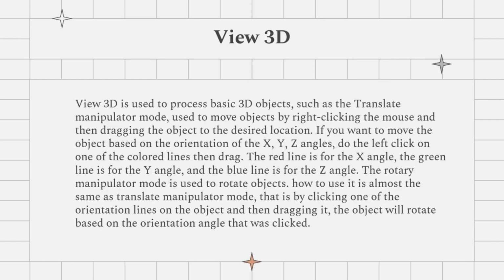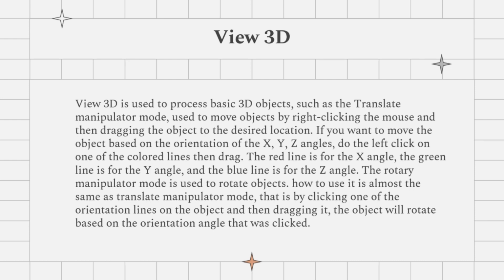View 3D. View 3D is used to process basic 3D objects, such as with the translate manipulator mode, used to move objects by right-clicking the mouse and then dragging the object to the desired location. If you want to move the object based on the orientation of the X, Y, Z angles, left-click on one of the colored lines, then drag. The red line is for the X angle, the green line is for the Y angle, and the blue line is for the Z angle.